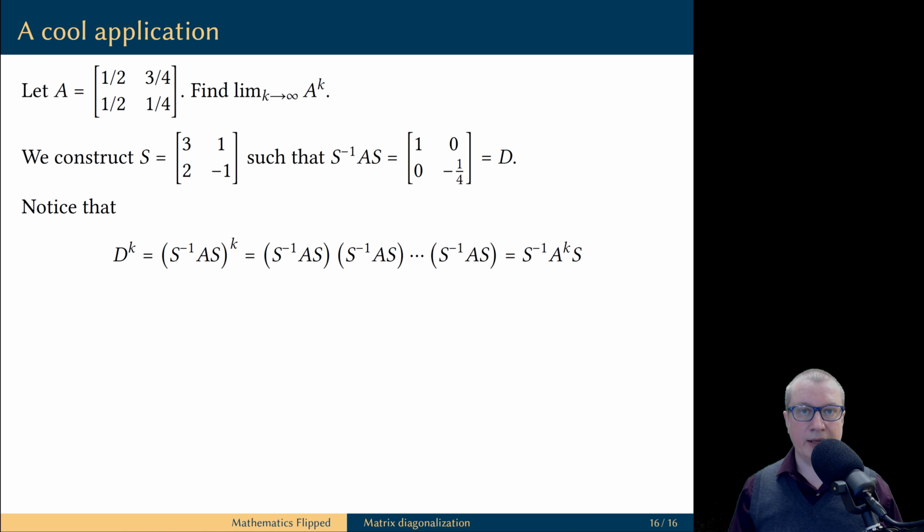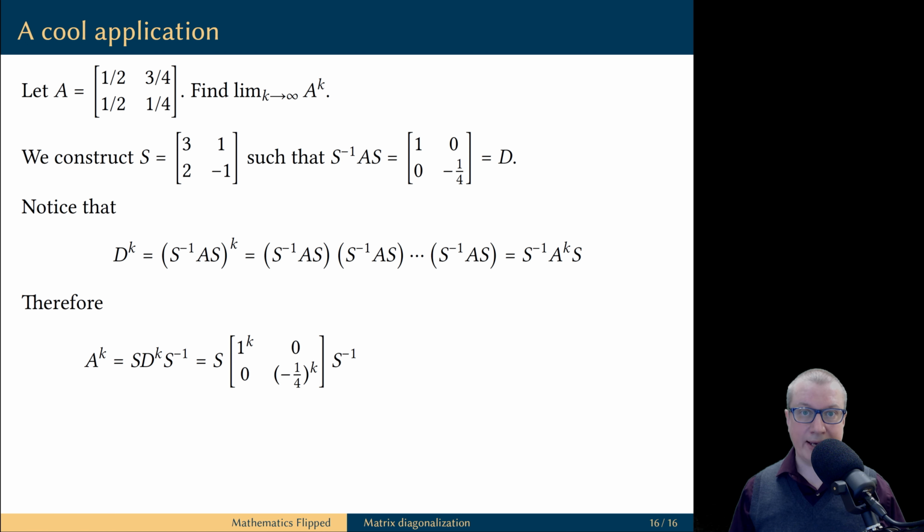But notice that raising a diagonal matrix D to the power k is the same as raising the matrix S inverse A S to this power k, which simplifies to S inverse A to the k S. But now, if you multiply both sides of this equation by S on the left and S inverse on the right, this says that A to the power k is equal to S times D to the power k times S inverse. And the idea is that it is easy to raise a diagonal matrix to integral powers. For this, we just need to raise every diagonal entry of this matrix to the corresponding power.